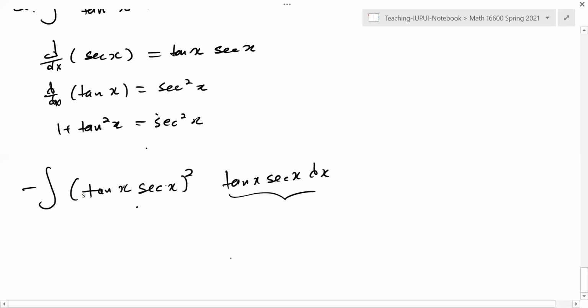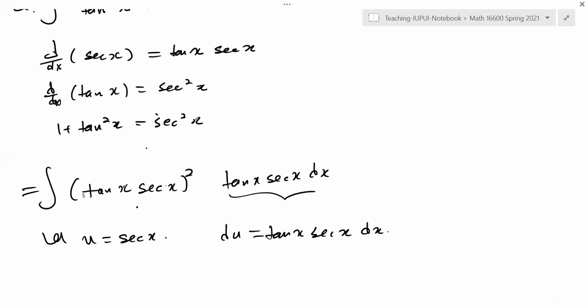Okay. Now, I'm going to try this substitution. Then du equals tangent x secant x dx. Okay, right? Now, how about tangent x secant x? Well, if I express it in this form, maybe it looks bad.